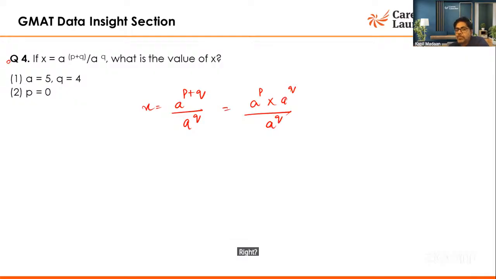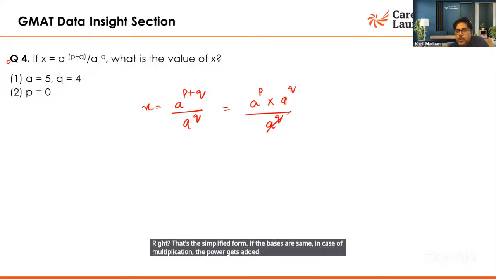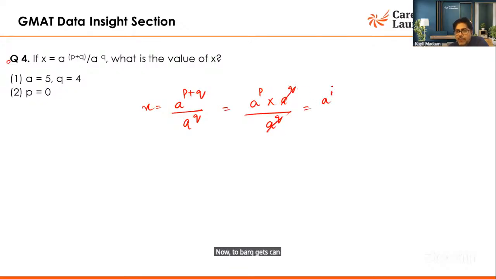That's the simplified form. If the bases are same, in case of multiplication, the powers gets added. Now a raised to power q gets cancelled. So the value is, if x is equal to this, find the value of a raised to power p. That's the question. To find out x, you require a raised to power p. Now, first statement gives a value, okay, a is required, but gives the value of q. You do not require the value of q, right? So first statement alone is not sufficient.